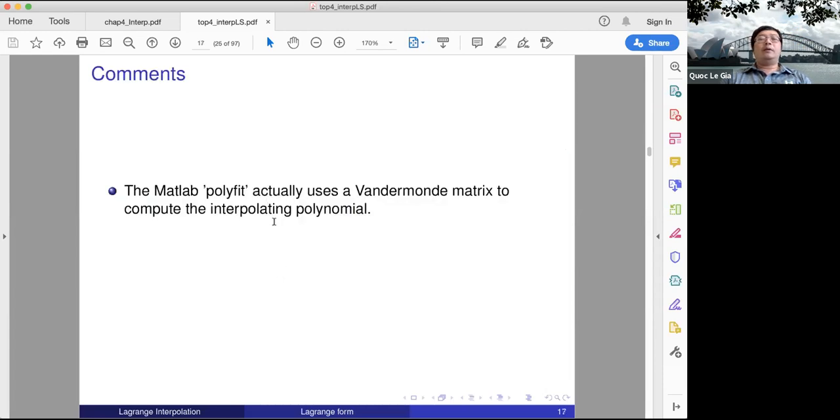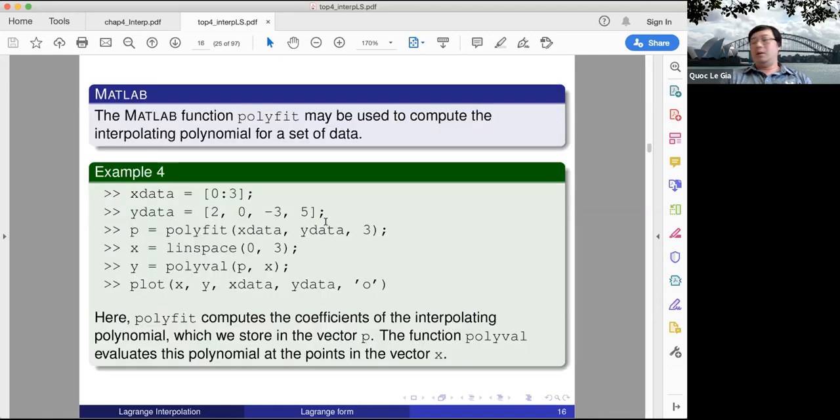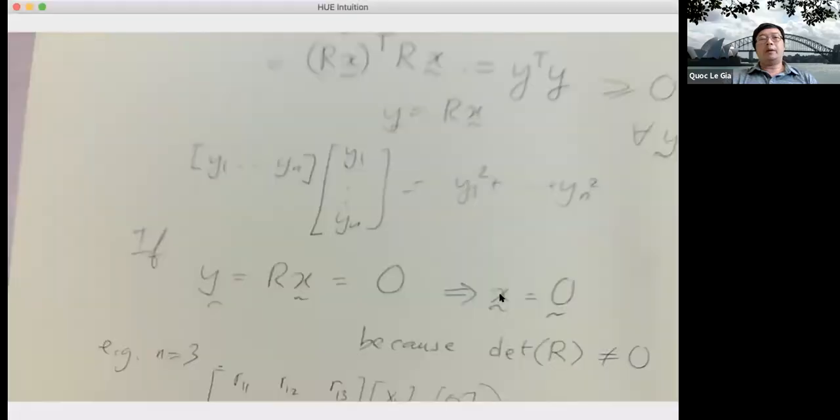Polyfit uses a Vandermonde matrix. So let me explain it a bit. What is a Vandermonde matrix? We go back to the problem.